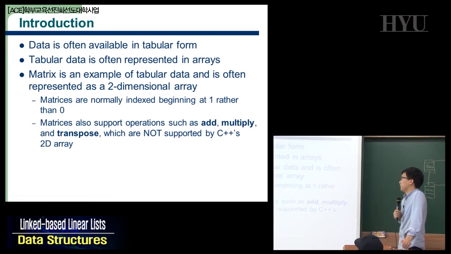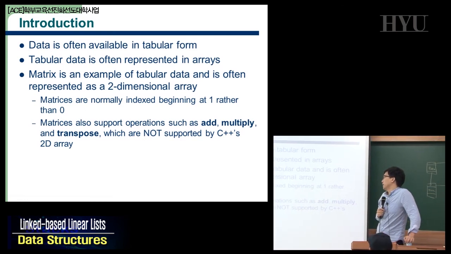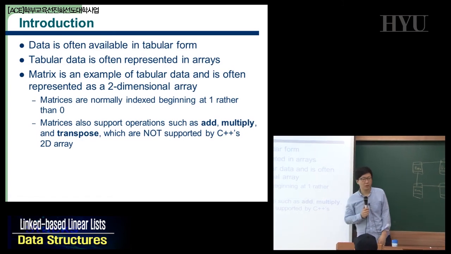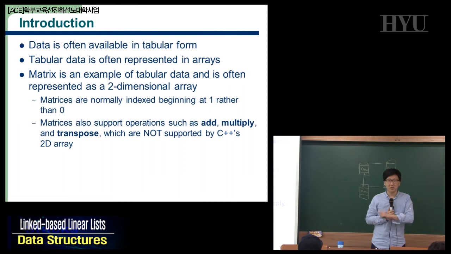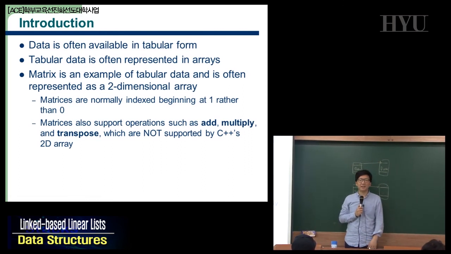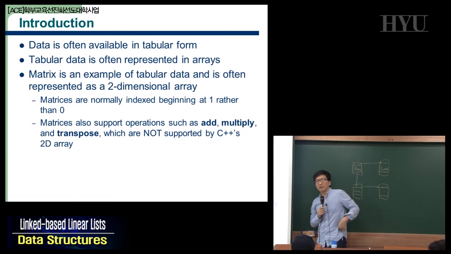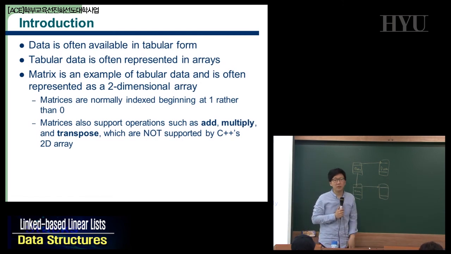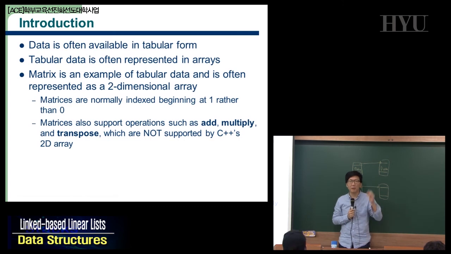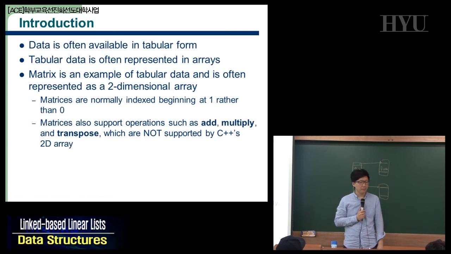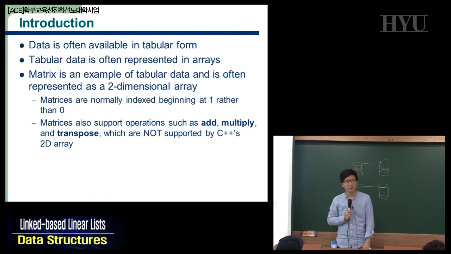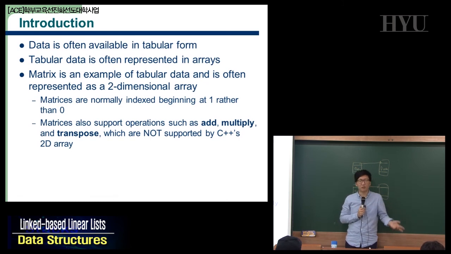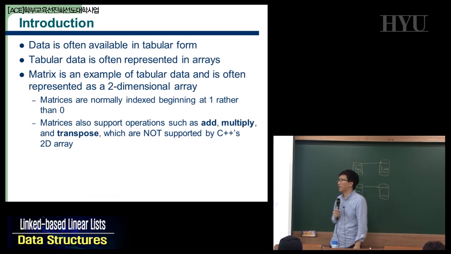Matrices also support operations such as add, multiply, transpose, which are not supported by C++ and 2D arrays. I mentioned this, and these are easy questions to be asked. What might be the time complexity of doing an add operation? If I have an add operation in the list of ADTs for this matrix data structure, then what might be the time complexity? What might be the time complexity of multiplication? What might be the time complexity of transpose? Transpose, what is transpose? I think you guys know, but we will have a definition later.